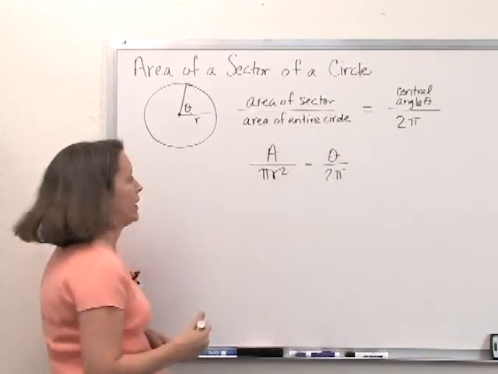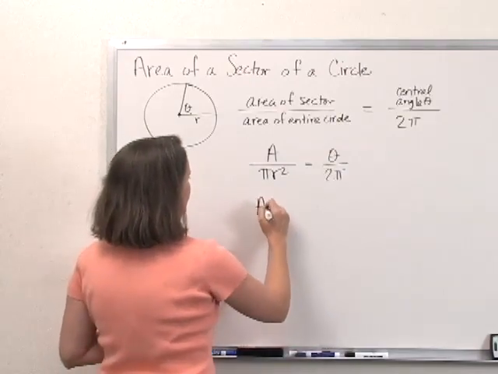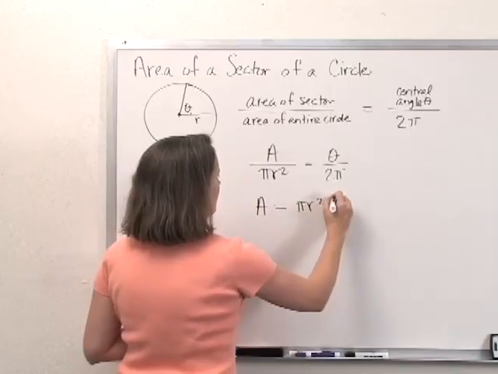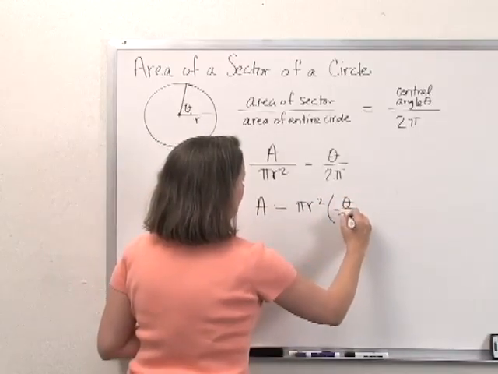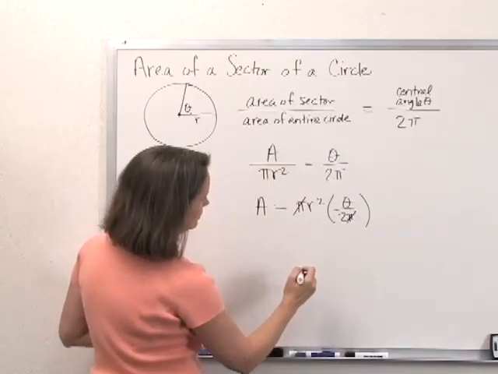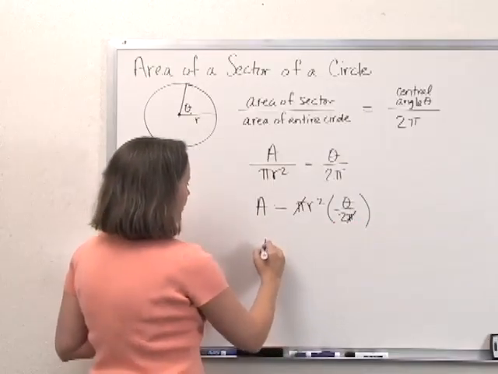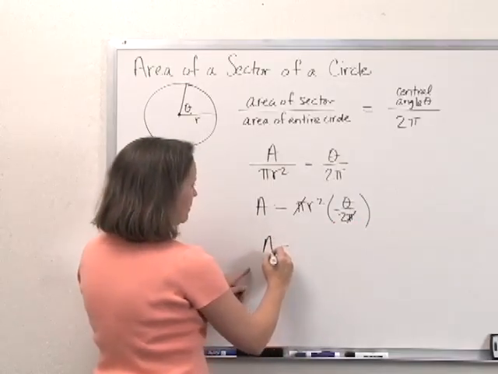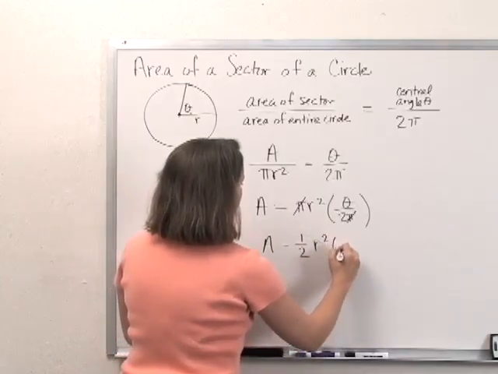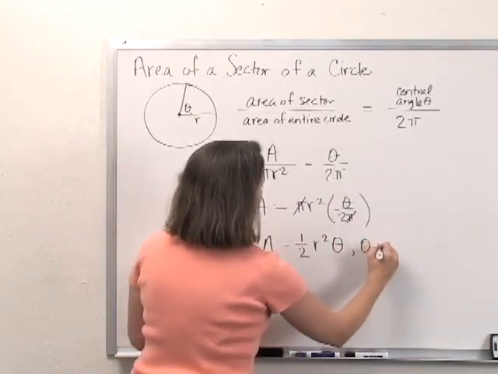Okay, so let's solve for A, the area of the sector. Multiply both sides by pi r squared. We can divide out those pi's and then rearrange what's left. The area of the sector is 1/2 the radius squared times theta, with theta in radians.